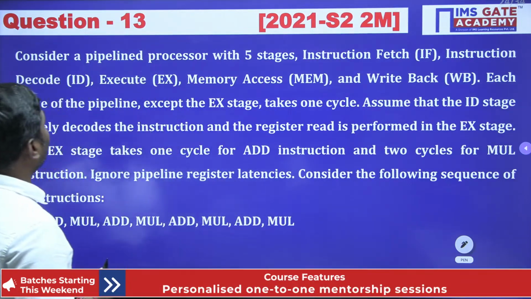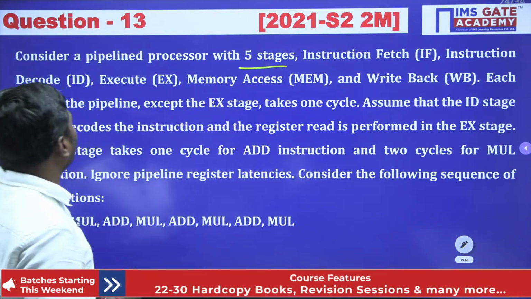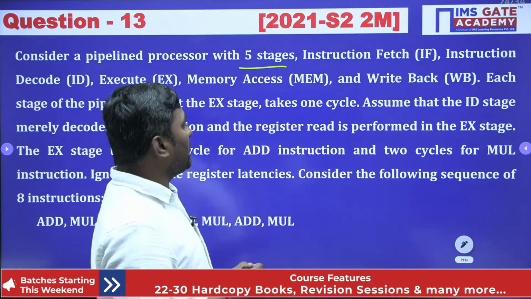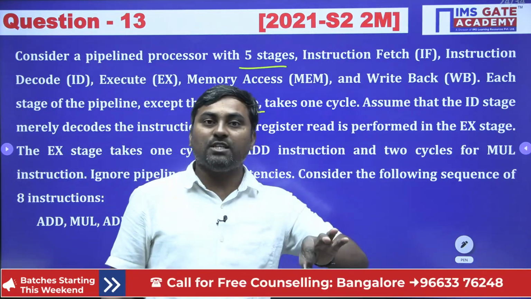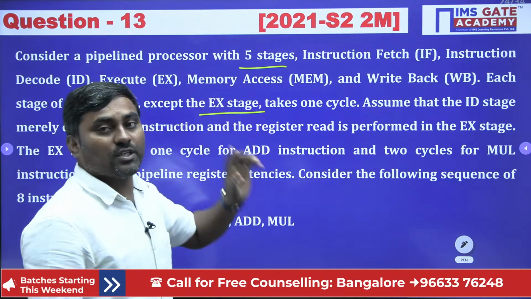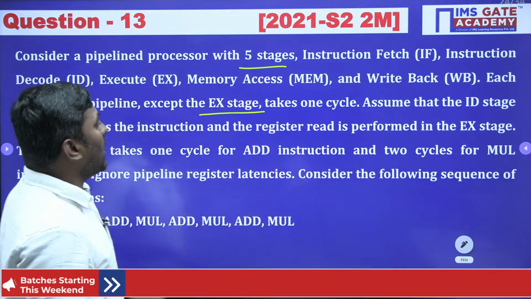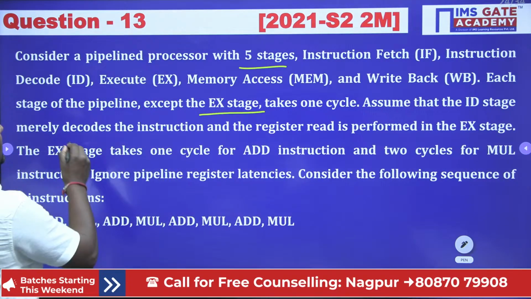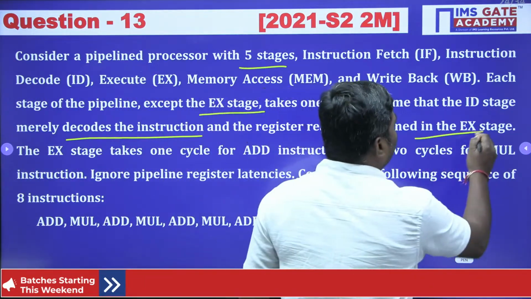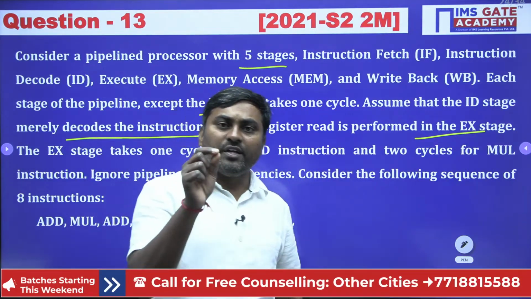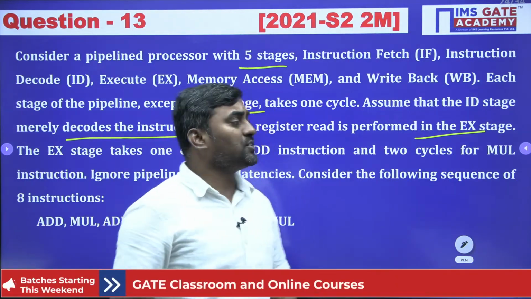Observe. Consider a pipelined processor with 5 stages. The stages are instruction fetch, instruction decode, execute, memory access, write back. Each stage of the pipeline except the execution stage takes 1 clock cycle only. Other than execution, all stages take 1 clock only. Assume that the instruction decode stage merely decodes the instruction and register read is performed in the execution stage only. Here they mention the decode stage only determines the instruction, but operand fetch happens in the execution stage.